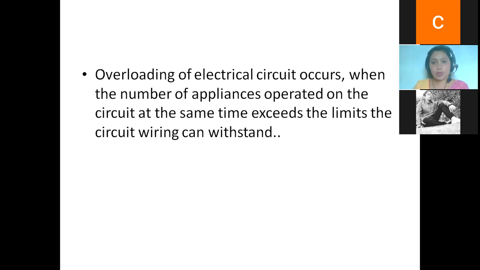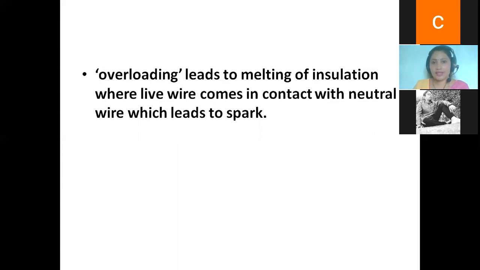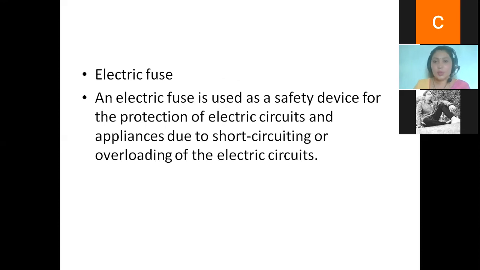So what happens after overloading? After overloading, it leads to melting of insulation because heat will be produced there. So the live wire comes in contact with neutral wire, which leads to spark. And you all know after spark what happens? It leads to fire accident, right? So that kind of circuit is called short circuiting, where live wire comes into contact with neutral wire. So we have finished with overloading and short circuiting. Now the last small concept left is electric fuse.